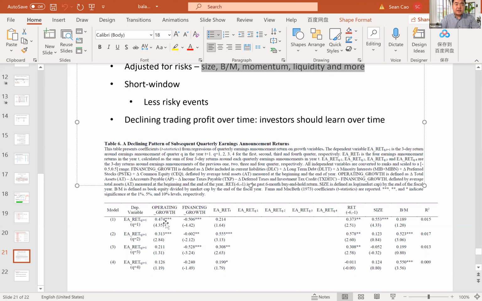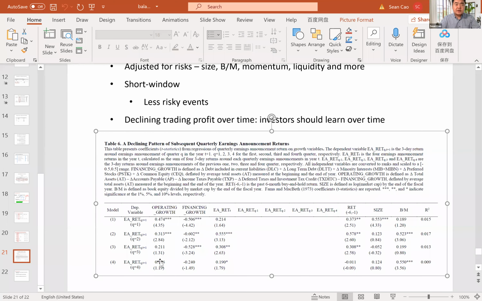So let's look at the other case. What if it's significant here, significant here, significant here, significant? What if the whole 4 quarters, the subsequent quarters, are all significant? What does that mean? That means the investors take forever to know what you know. It does not make sense.